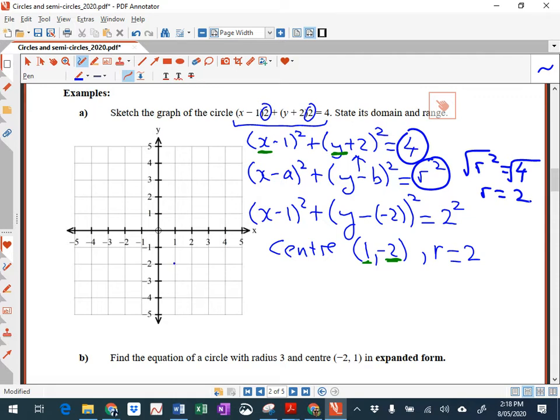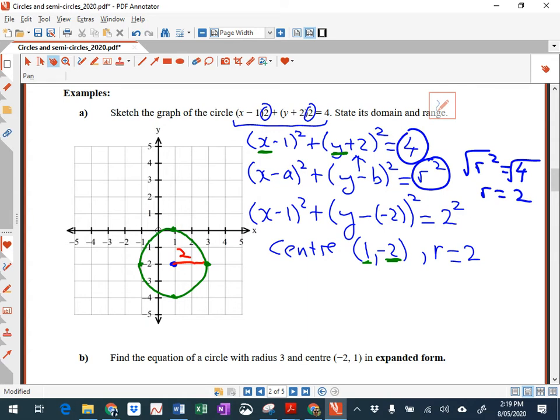Let's plot that on the number plane. So (1, minus 2), that's down here. And now the radius is 2, so I'm just going to count 2 units to the right and 2 units to the left of the centre. 1, 2. And 2 units up from the centre, and then 2 units down from the centre. And that'll help me draw the circle. There we go. There's my circle. And the radius of that is 2 units, isn't it?